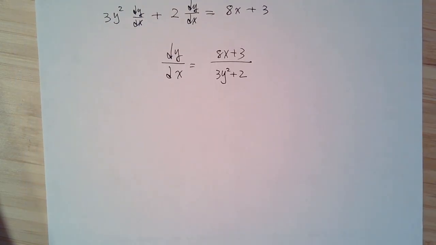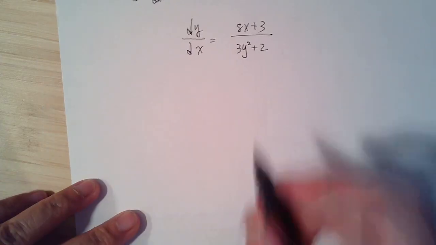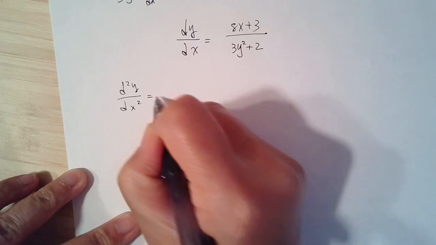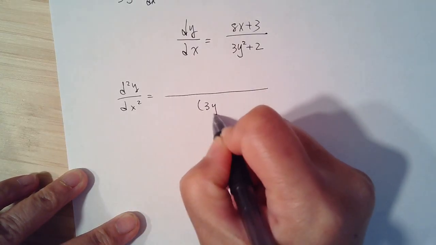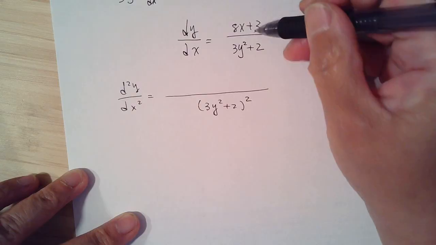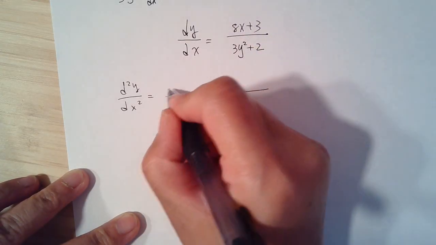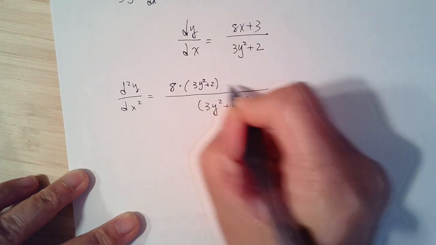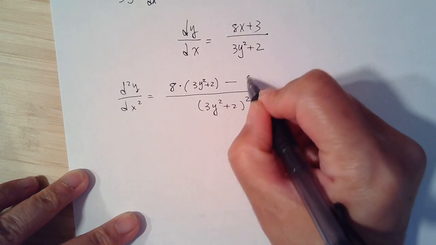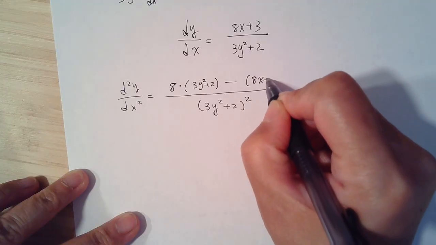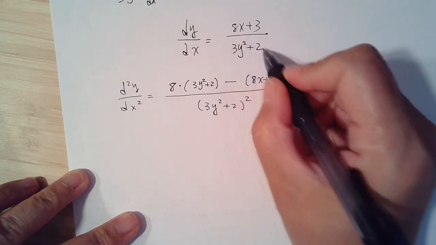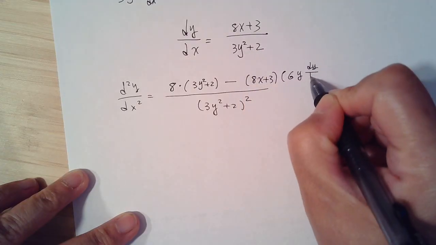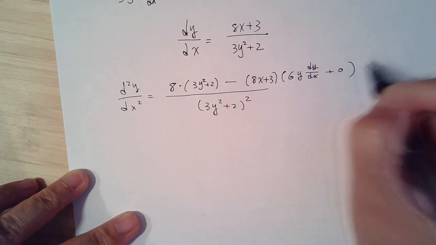So I'm going to take the derivative of this again with respect to x. Quotient rule. So d squared y over dx squared: the denominator squared, then the numerator prime, I get 8, copy the denominator. Minus, I write down the numerator, and then I take the derivative with respect to x of the denominator. So I get 6y dy/dx, and then plus 0.